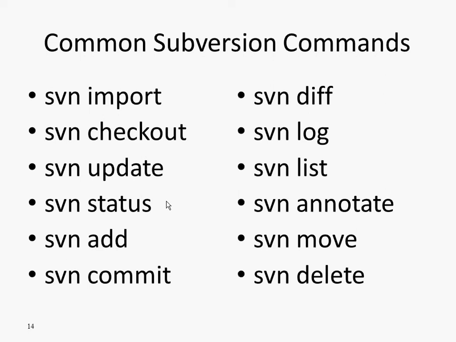SVN diff takes the differences between two versions of files. SVN log will give you the history associated with a certain file or a certain branch of the code. SVN list can list the various things in the repository that you can go get. And there are several others. SVN annotate puts extra information on. SVN move changes the name of something. SVN delete. And in fact, there should be an SVN copy, which is going to feature in our discussions in a big way in just a minute. So I'll put that there.